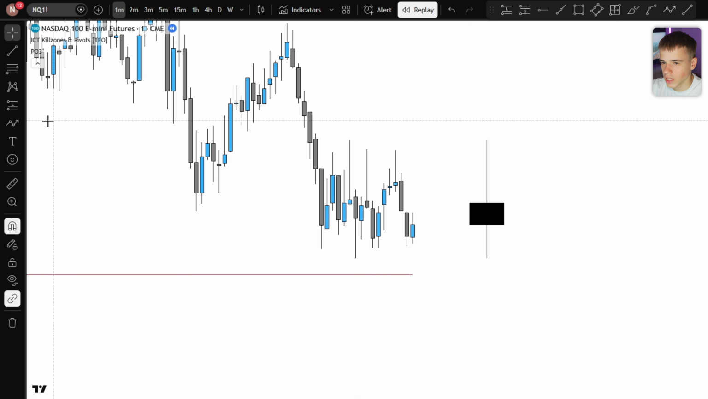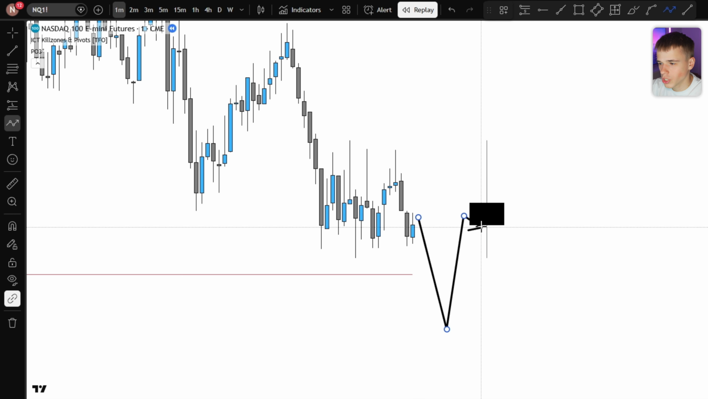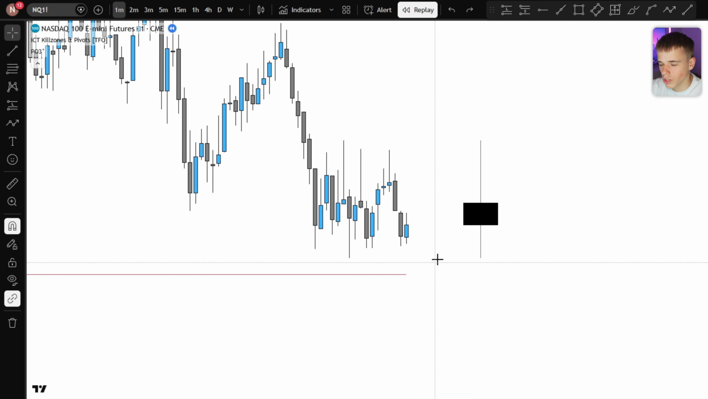So what we want to see is, of course, a manipulation to the downside of everything, followed by an entry to the upside, which is also going to leave a nice wick on this candle. Then we can also expand to the upside. So that is going to be the whole logic.